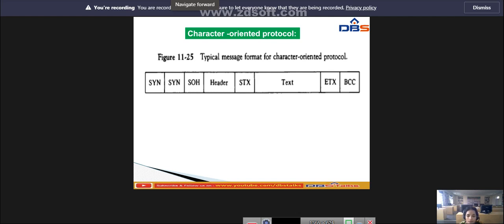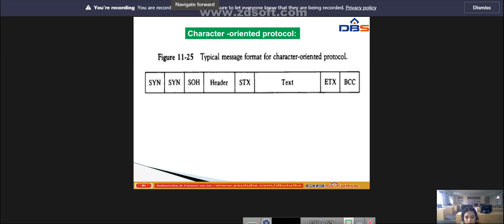Following the synchronization characters is the header, which starts with SOH, the start of heading character. So the header consists of address and control information. At the header field, it contains the address and control information.